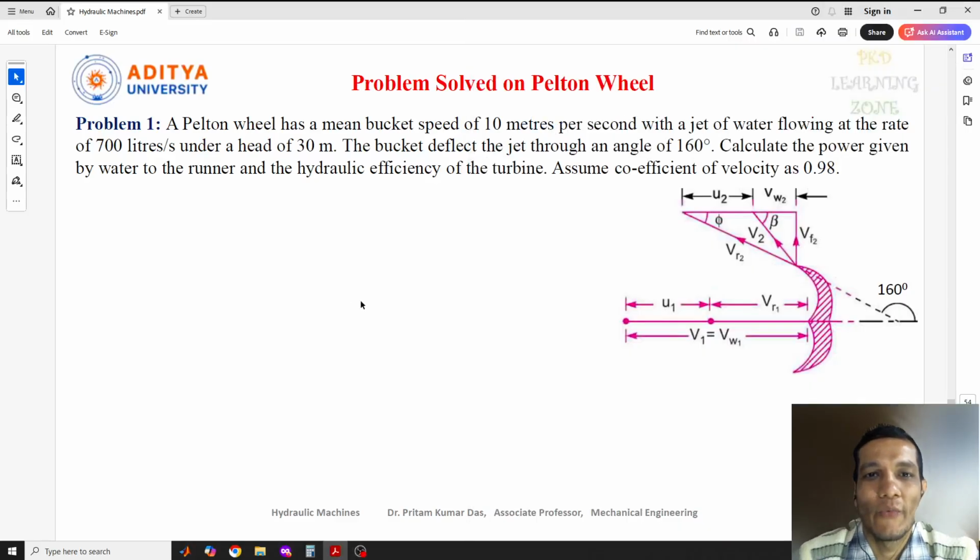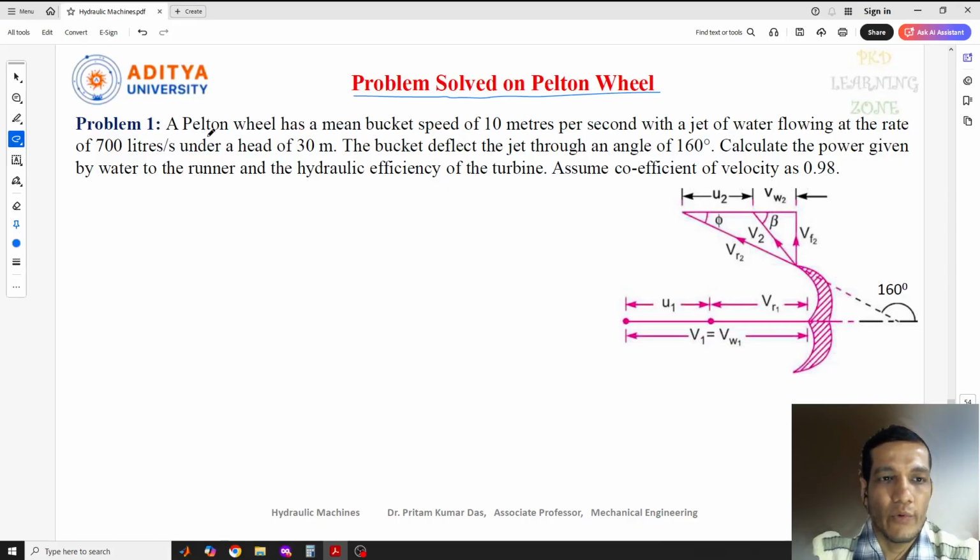Hi everyone, welcome to this new lecture of hydraulic machines. In this lecture, we will solve a problem on Pelton wheel. In our last lecture, we discussed the efficiency and work done of Pelton turbine or Pelton wheel. Based on that equation, that formula, we'll solve this problem.